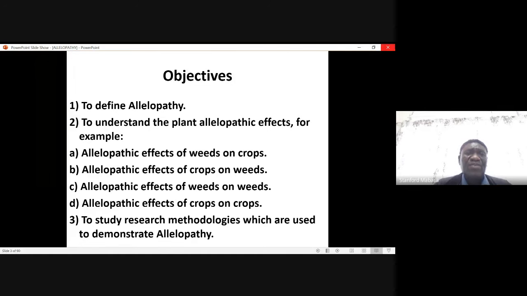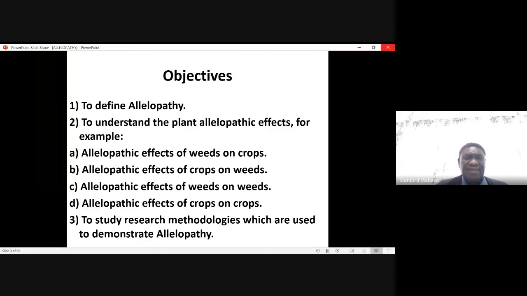Hopefully, by the end of this lecture, we should be able to define what is allelopathy. We should also be able to understand plant allelopathic effects, for example: A, allelopathic effects of weeds on crops; B, allelopathic effects of crops on weeds; C, allelopathic effects of weeds on weeds; D, allelopathic effects of crops on crops.